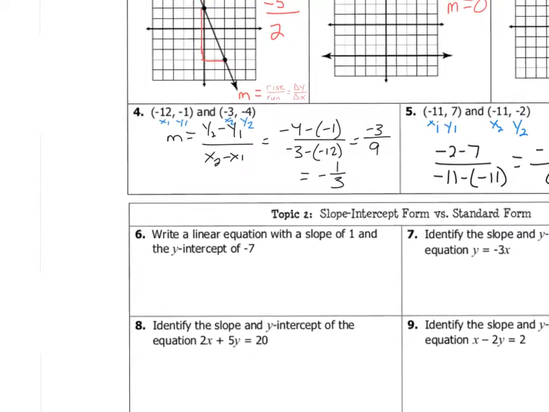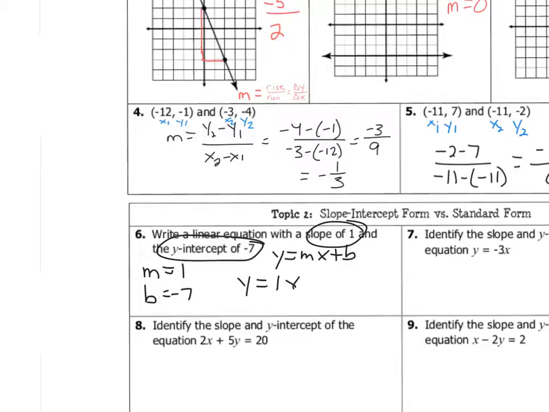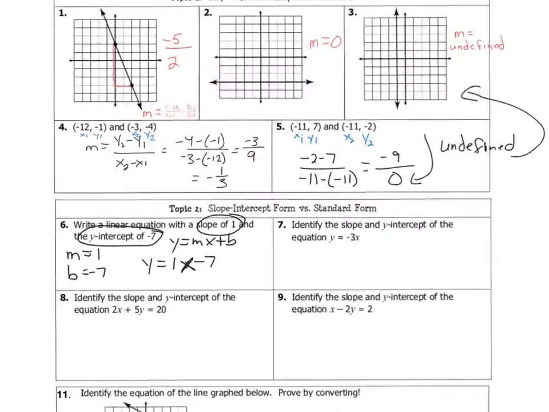Write a linear equation with a slope of 1 and a y-intercept of -7. Well, we have a slope and a y-intercept, so the easiest way to write an equation for this is just to use your slope-intercept form, y equals mx plus b, where m in this case is going to be 1, and b in this case is going to be -7. So this would just be y equals 1x minus 7, or y equals x minus 7. That's all you would have to do.